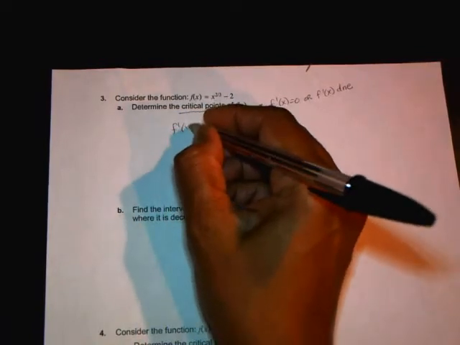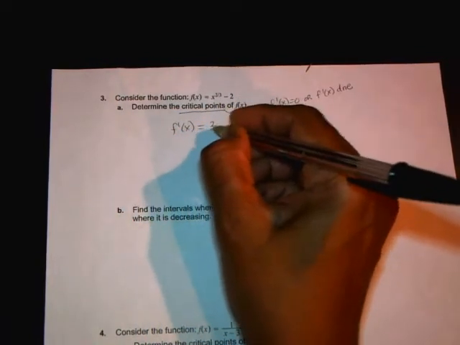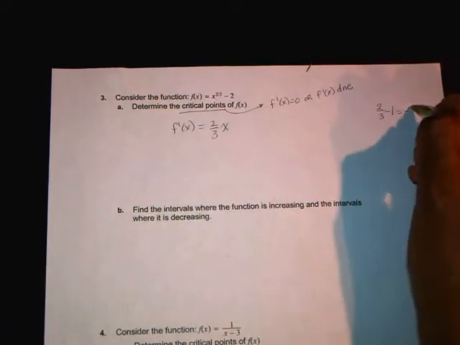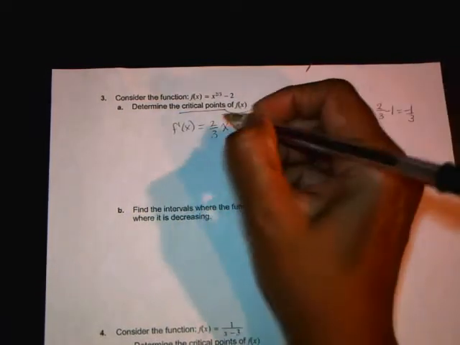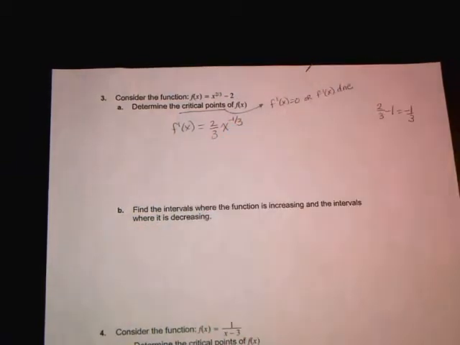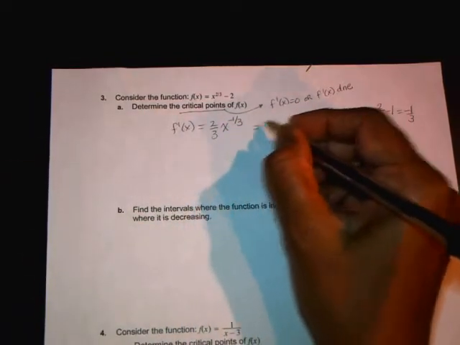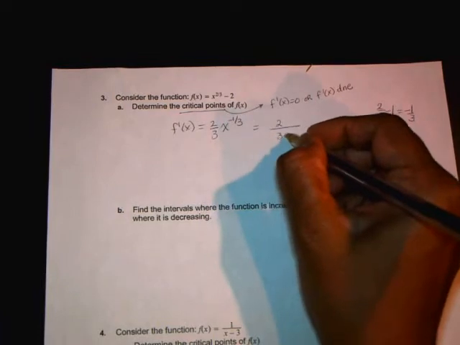F prime of x, the 2/3 comes down, then x is raised to 2/3 minus 1, which is negative 1/3. So that's going to go here. In the last chapter, I did not force you to simplify, but now those days are gone. We need to clean it up before we can go further. If you have a negative exponent, it goes down below, so it's x to the 1/3 down here.